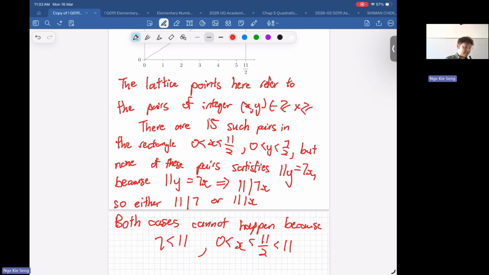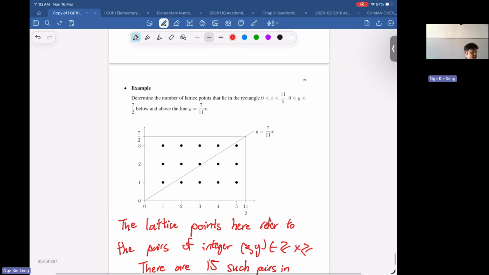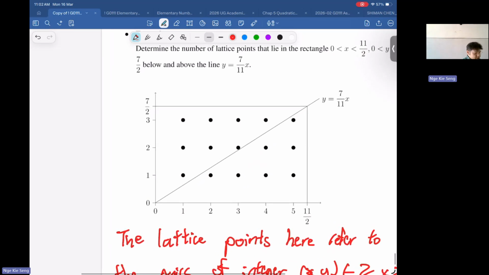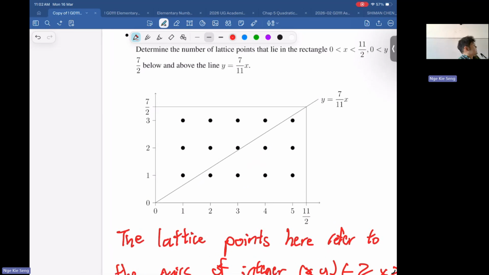Okay, let's continue counting this lattice point here. So how does this 15 points tell us about quadratic residue here? Okay, so let's continue. So we divide this 15 pairs into two groups. So I mean, from this picture, obviously you would know what two groups is, right?